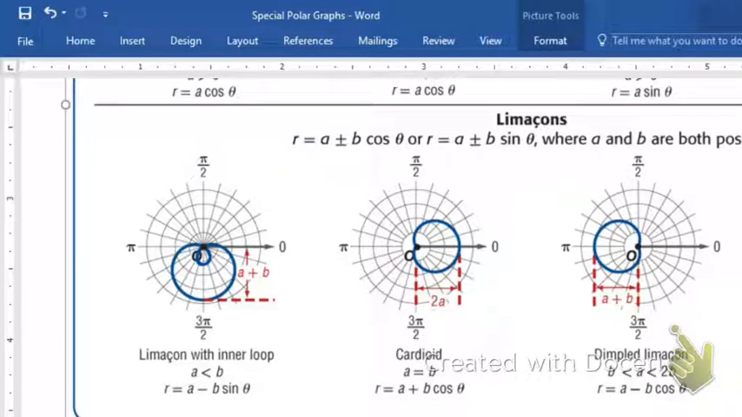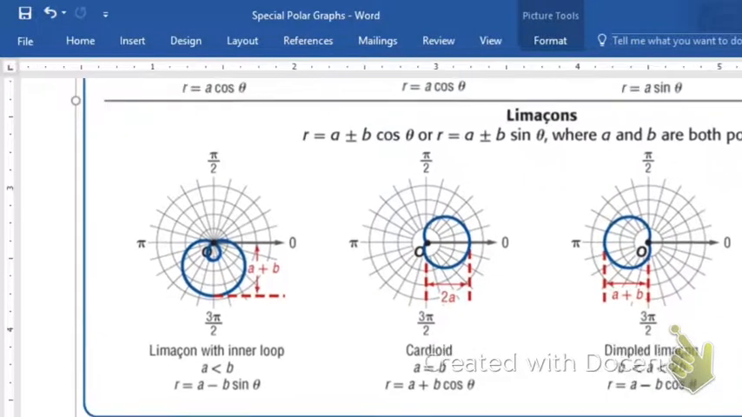There are 4 types of limaçons. Some of our limaçons end up with this inner loop on them.